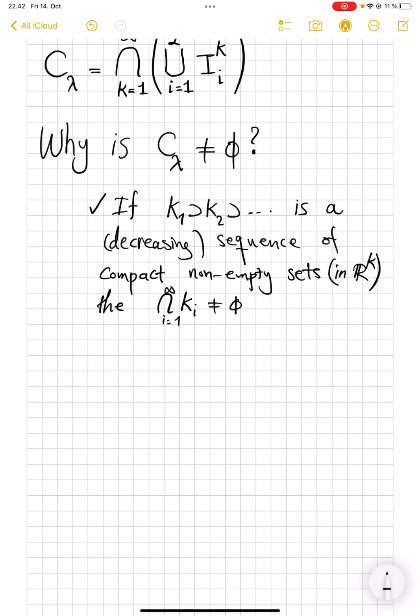is not empty. And the proof of this by contradiction is one of the most elegant proofs I've ever seen. It's such a beauty, the proof of that. And if you try out, just use the definition of compactness and it pops out.